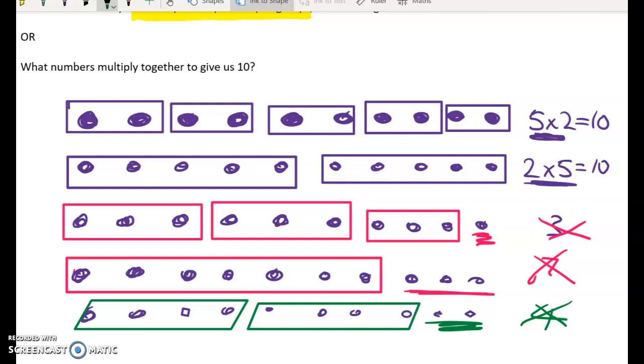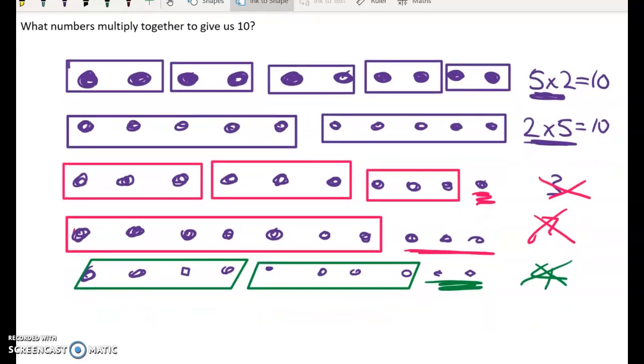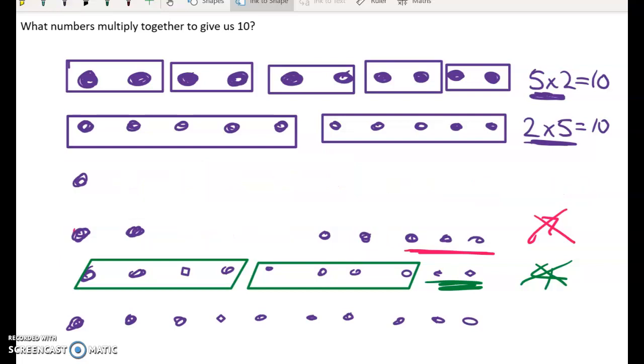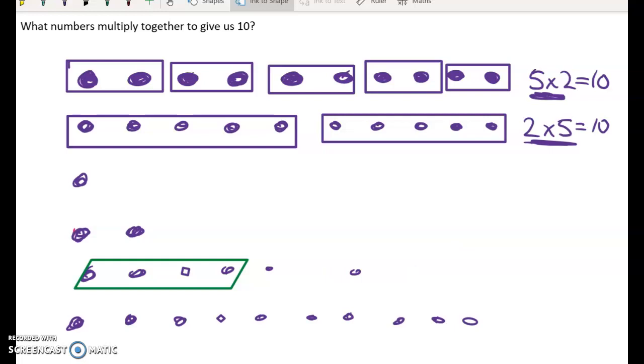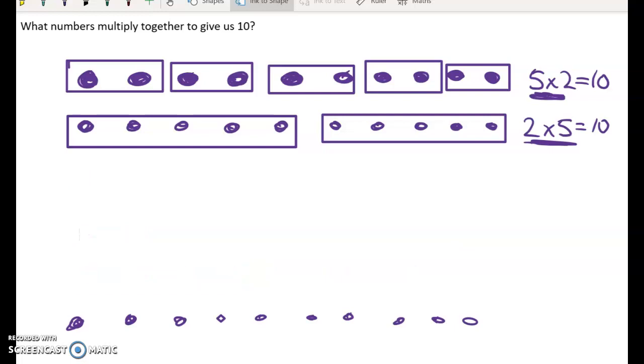So the only factors of 10 that we've got so far are 5 and 2, but we've forgotten about the most obvious one, right? So I've left this till the end on purpose. Here are my 10 dots: 1, 2, 3, 4, 5, 6, 7, 8, 9, 10. We're going to get rid of all of the bad stuff here, right? So we know 3, 7, and 4 are not factors. So we're back to our 10 dots.